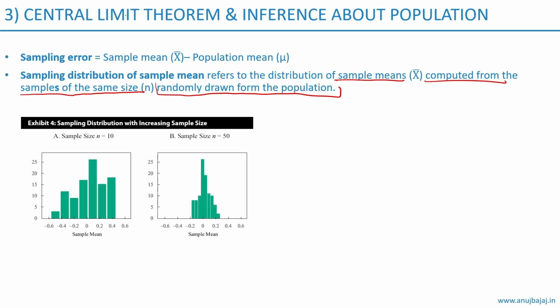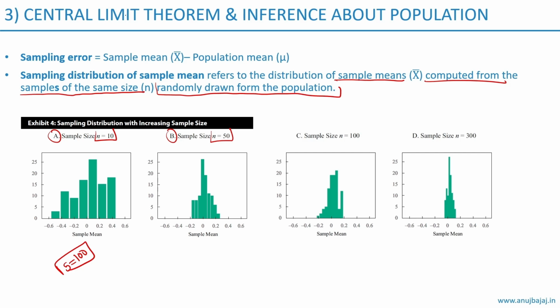So let us look at the following exhibit. In this exhibit, we collected 100 samples. In the first graph that we are seeing, we have 100 samples where each sample has a size of 10. And in the second graph, we still have 100 samples and each sample has a size of 50. We have two more graphs where we have 100 samples, and the sample size in the third graph is 100 and the sample size in the fourth graph is 300.